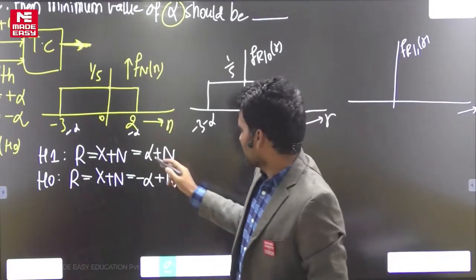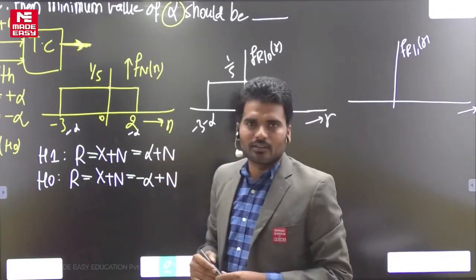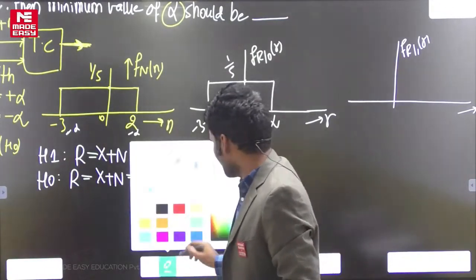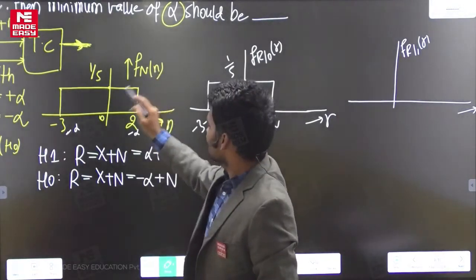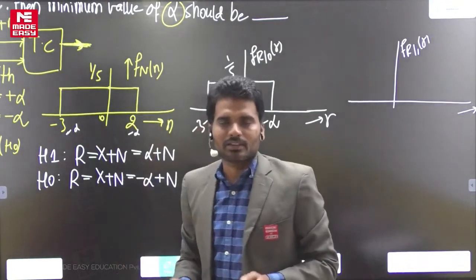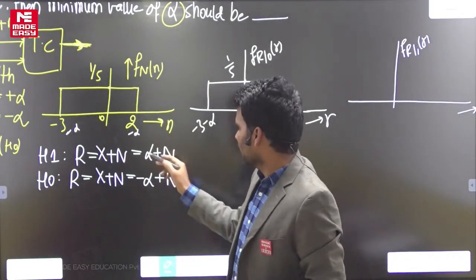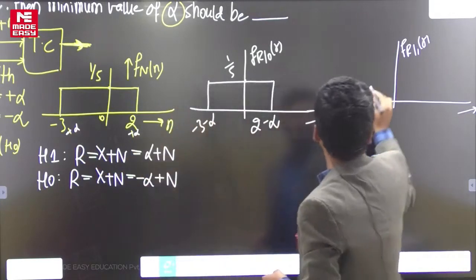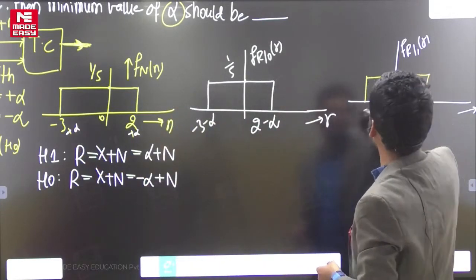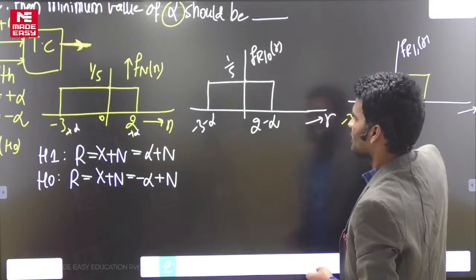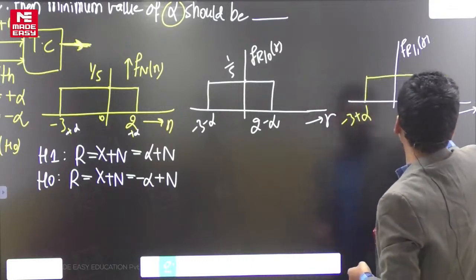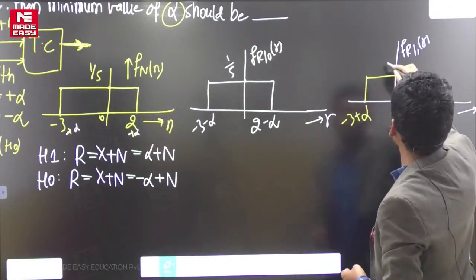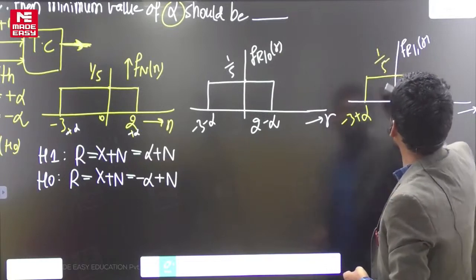If you add alpha volts to n, what will the resultant be? The values possible for n are between -3 and 2. If you add alpha volts to this, it becomes -3 plus alpha and 2 plus alpha. So it can be any value between -3 plus alpha and 2 plus alpha. The height is of course 1 by 5.